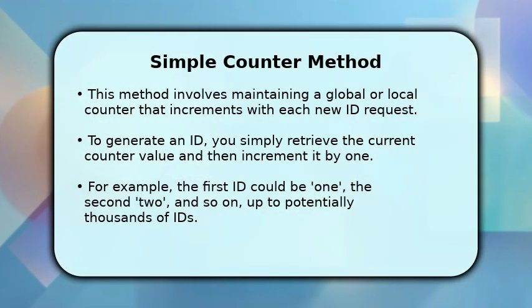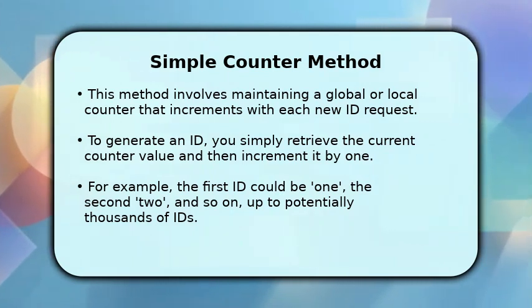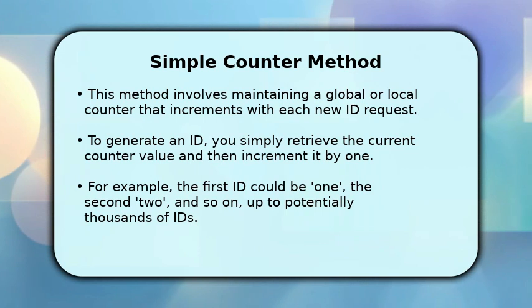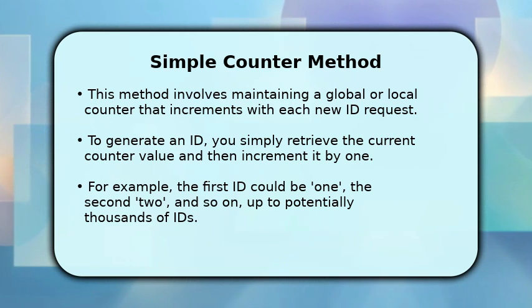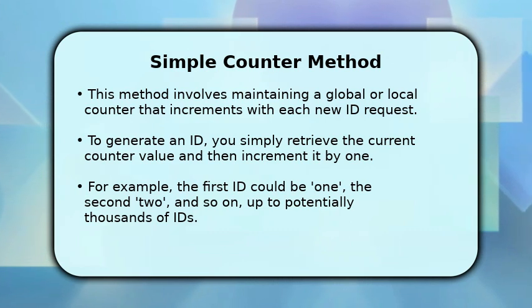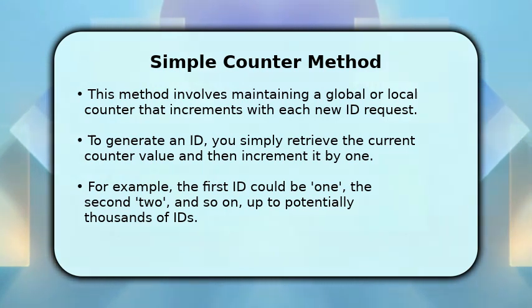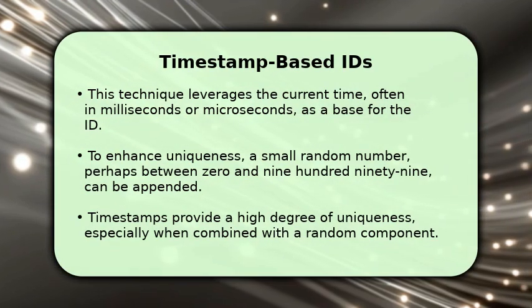Our first method is the simple counter. This approach involves keeping track of a number that increases every time you need a new ID. You simply take the current count, use it as your identifier, and then add one to it for the next request. For instance, you might start at 0, making your first ID 1, then 2, and so forth. This is incredibly easy to implement and works well for local, short-term uniqueness, but it doesn't guarantee global uniqueness across different systems or restarts.